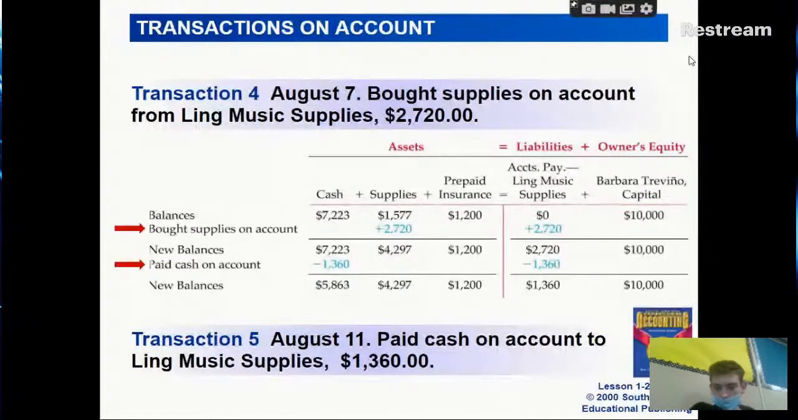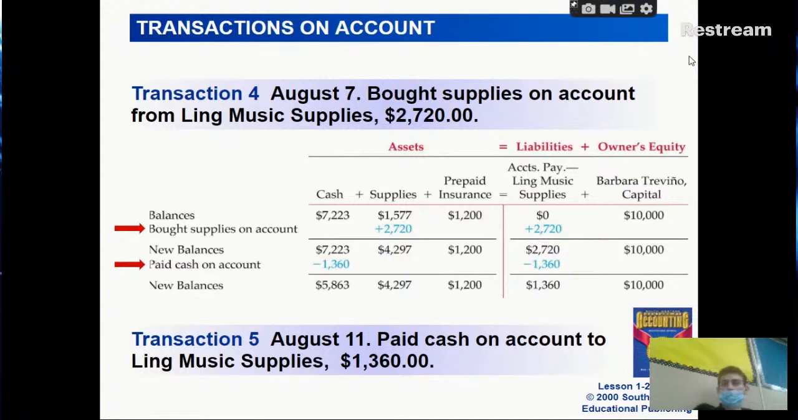Nothing happened to my insurance. Did anything happen to AP? Yes. So what happened to AP? It went up also. Now, a second ago, we had them going up and going down. But they're on opposite sides of the equal sign, so they do the same thing, right? To stay equal. So do I have more or less AP? More. So I'm going to add 27.20. So now I have 27.20. And nothing happened to my capital, so I still have 10,000 in my capital. Make sense?